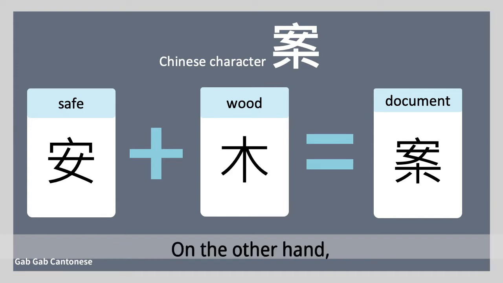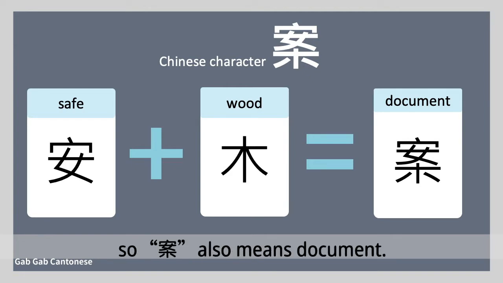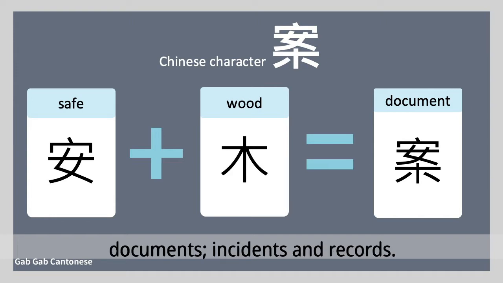On the other hand, people do paper work on a table. So, 案 also means document. As a noun, it refers to cases, documents, incidents, and records.